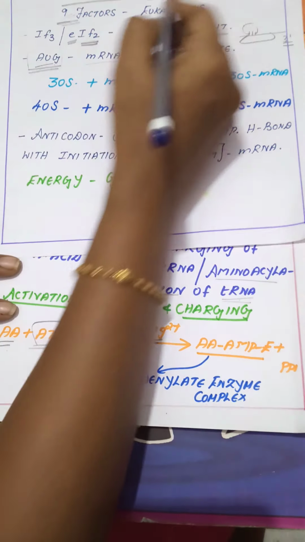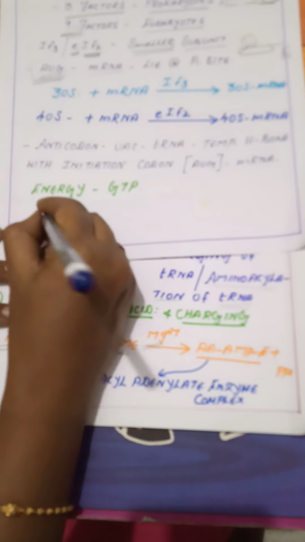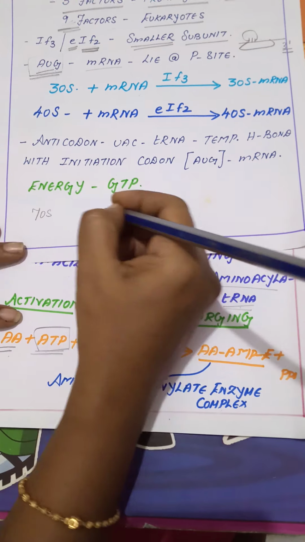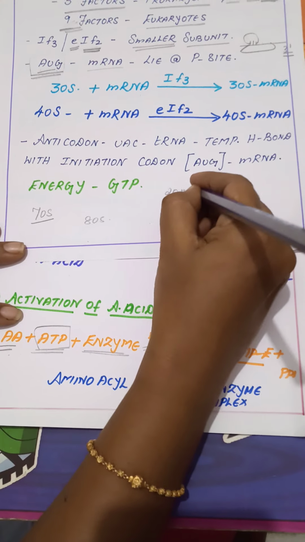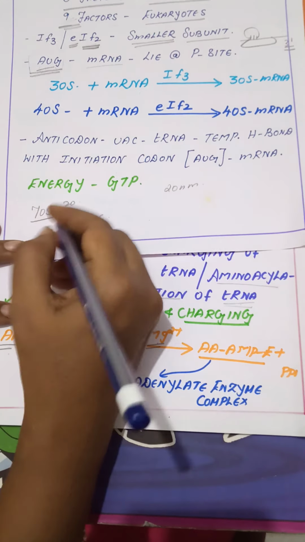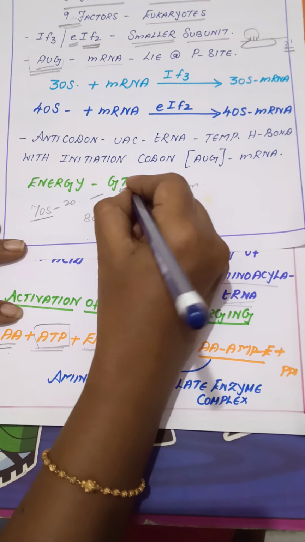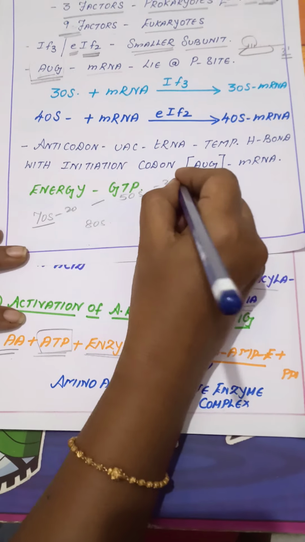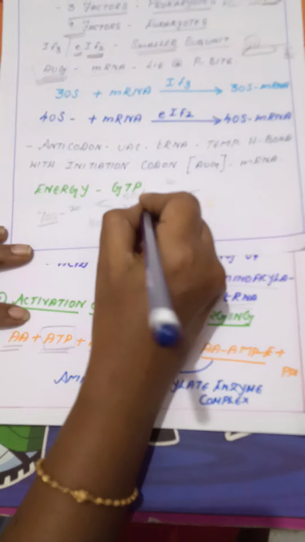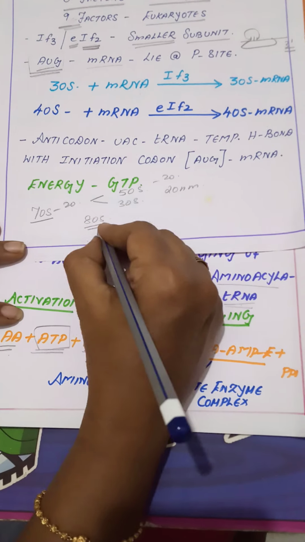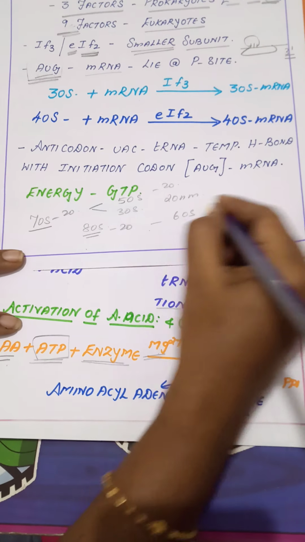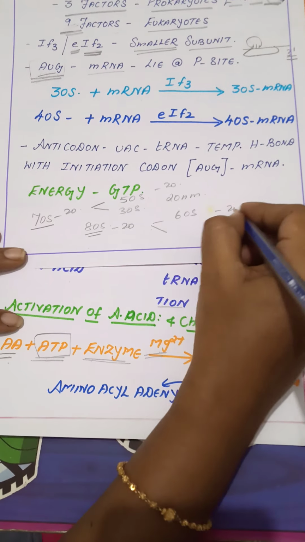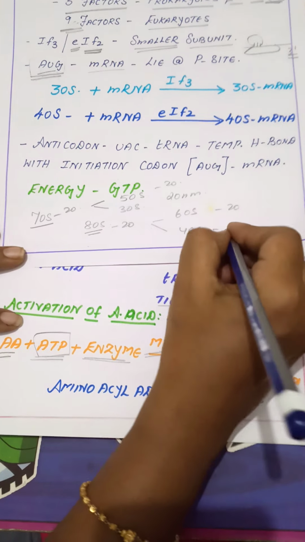Now, prokaryotes produce the 70S ribosome and eukaryotes produce the 80S ribosome. As you know, the ribosome measures 20 nanometers, so you subtract 20 here: 50S is the larger unit. Again, 50 minus 20 is 30S, the smaller subunit. Similarly, in the case of 80S, 80 minus 20 is 60S, the larger unit, and 60 minus 20 is 40S, the smaller unit.